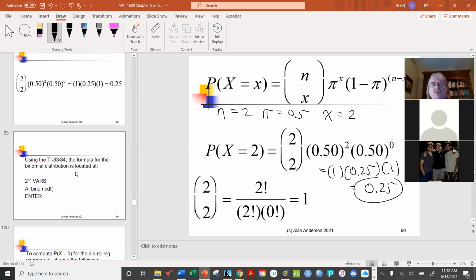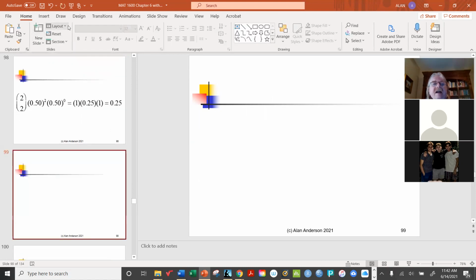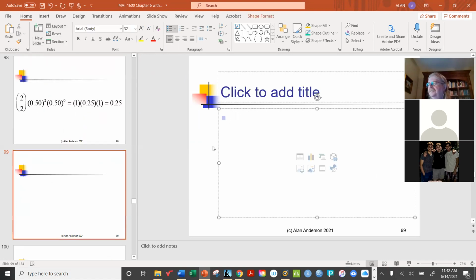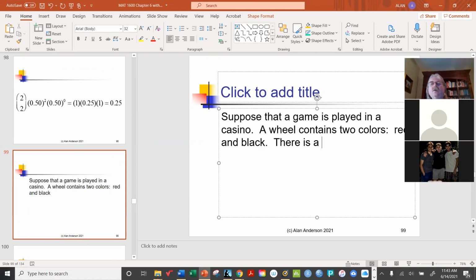Okay, why don't we do another one real fast just to get some practice? In fact, this will be your challenge for the morning. Suppose that a game is played in a casino. A wheel contains only 2 colors, red and black. There is a 40% chance of getting red and 60% chance of getting black.